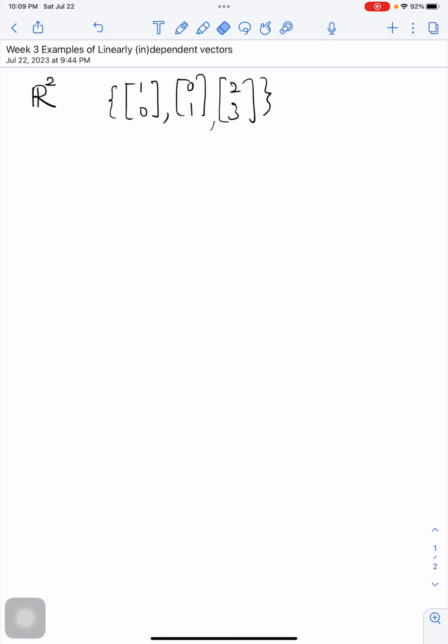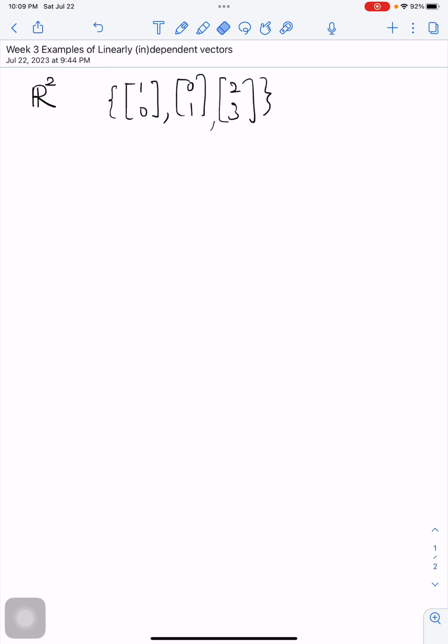Hello everyone. Today I'd like to talk about linearly independent or linearly dependent vectors. The very important concept is that if you are dealing with R2, a two-dimensional vector space, then you can have at most two linearly independent vectors. Similarly, if you are dealing with R3, a three-dimensional vector space, you can have at most three independent vectors.